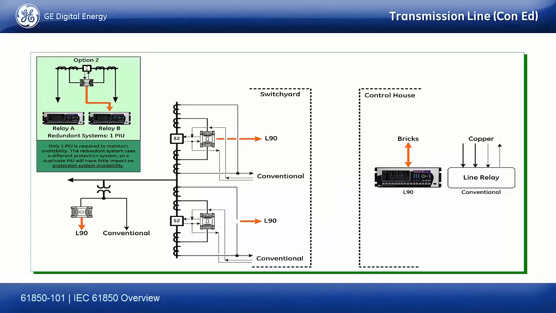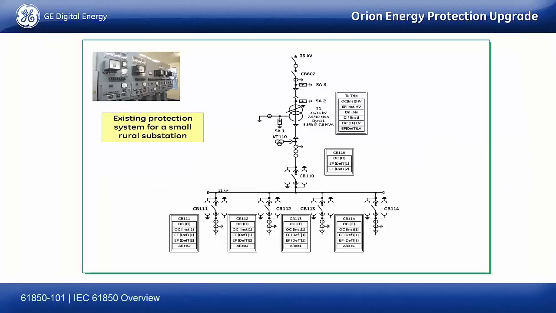And then even in some cases, you could do primary and backup protection, primary protection with a process bus, backup protection with conventional, as you're waiting for multiple manufacturers to truly support process bus, right?